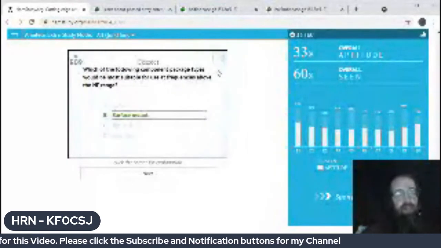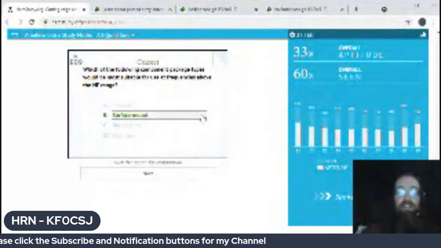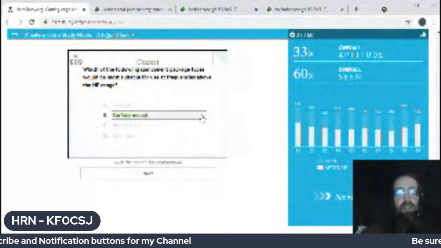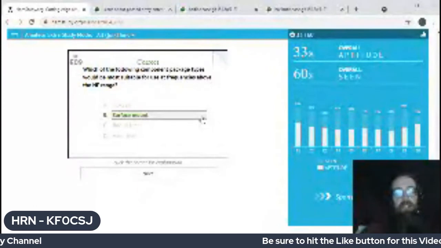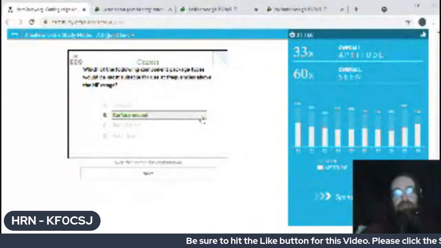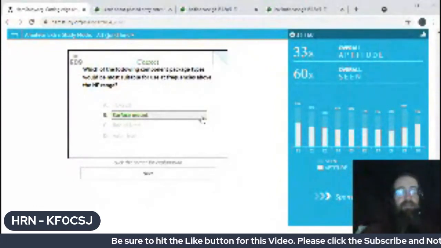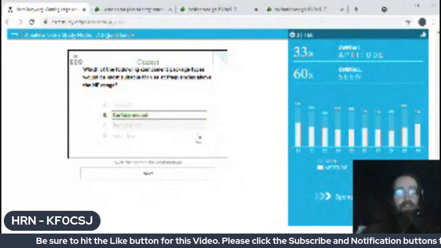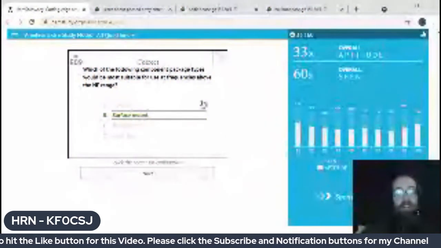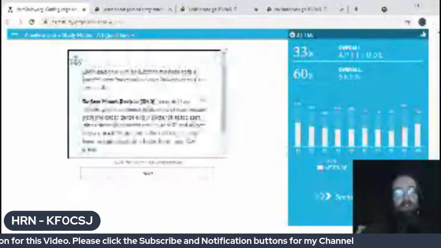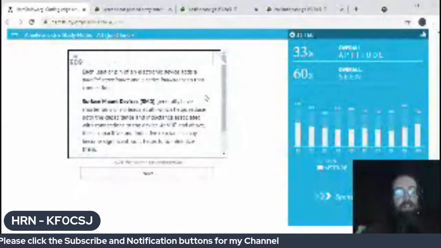And I was completely wrong, completely wrong. What they're referring to is surface mount electrical components.